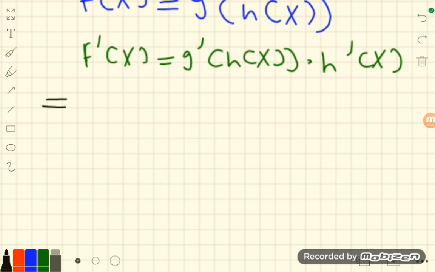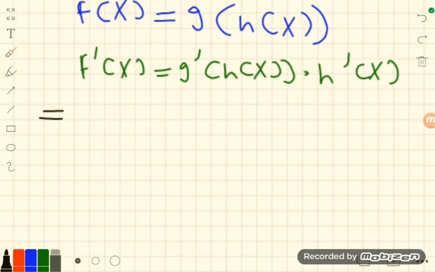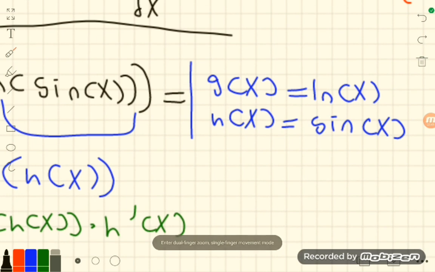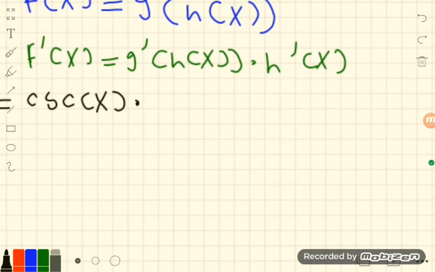Come on, you got it. Reciprocal of sine is cosecant, okay? So we can replace 1 over sine and simply write cosecant of x multiplied by, hold on, what's h prime of x? So we want to get the derivative with respect to x of sine of x. Well, that's nothing but cosine of x. Cosine of x. And we are done.